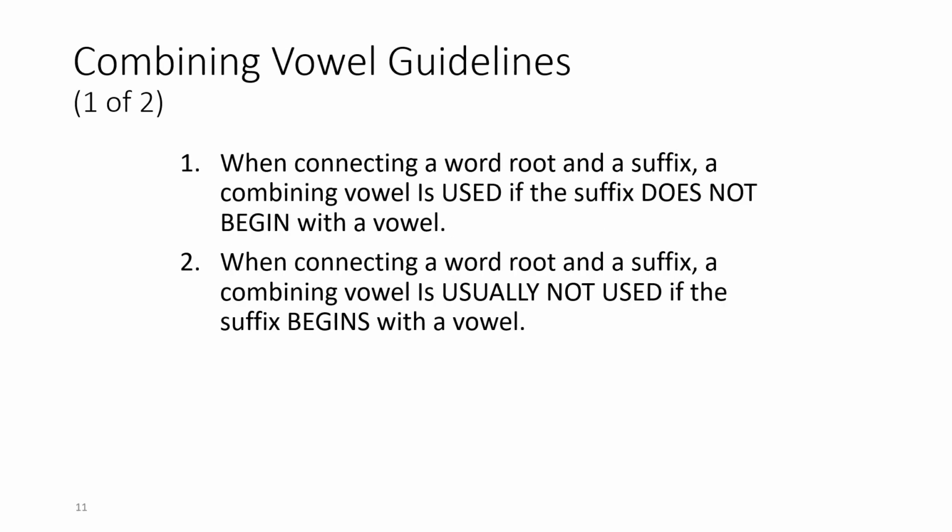When you're connecting a word root and a suffix, a combining vowel is used if the suffix does not begin with a vowel. If it already has a vowel, you're probably not going to add one there. In other words, a vowel is not used when a suffix already begins with one. So those are your cues. For instance, if the suffix begins with an O, you would not add another O to that, mainly because you don't need it, because the rule is these are used primarily for pronunciation assistance anyway.